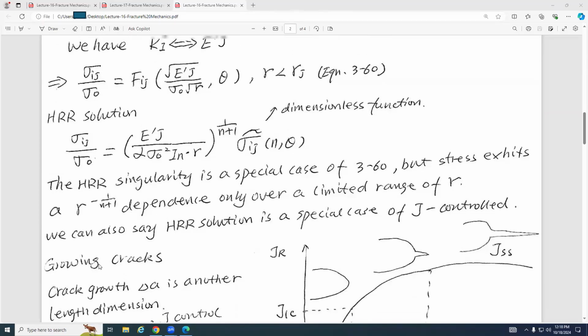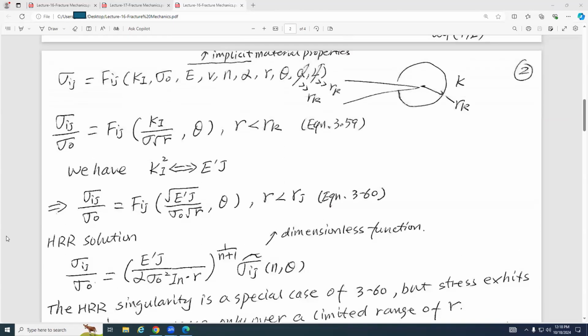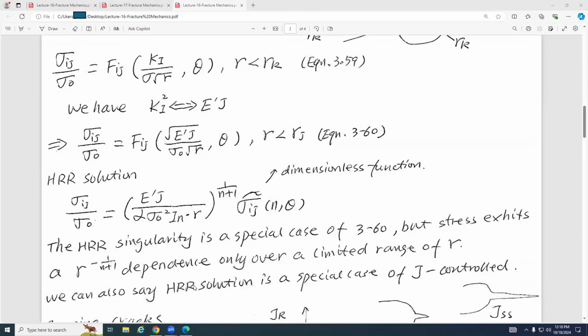Any questions from here to here? We want to write the dimensionless quantity in terms of J, and compare this with HRR. As I said, the HRR singularity is a special case of equation 3-60.